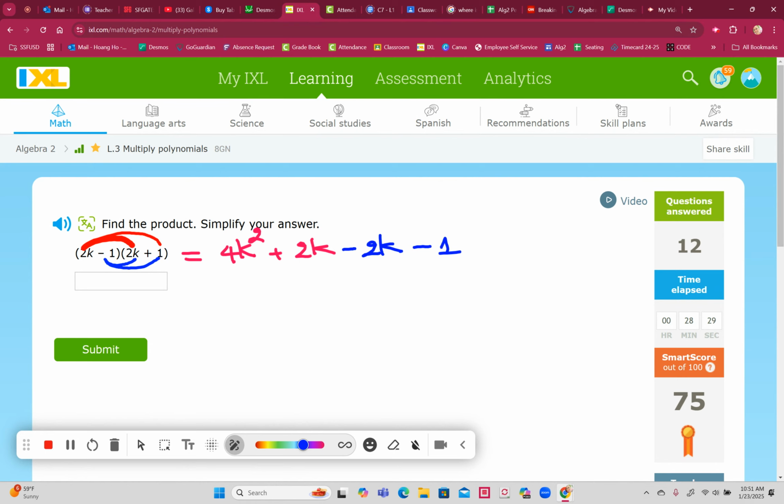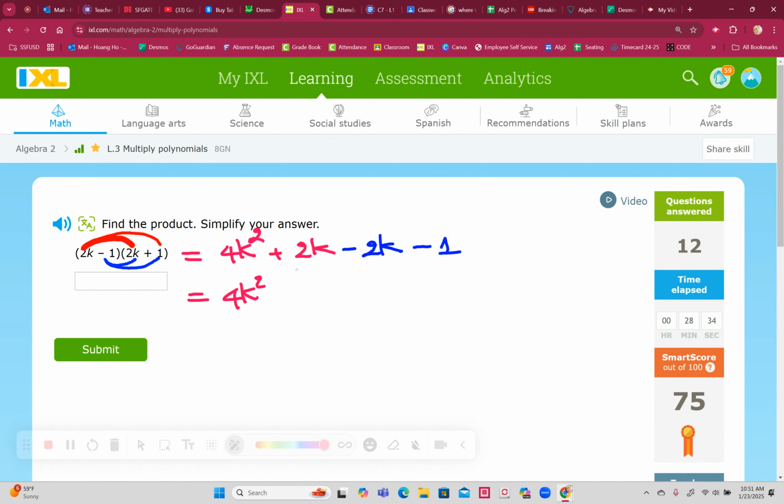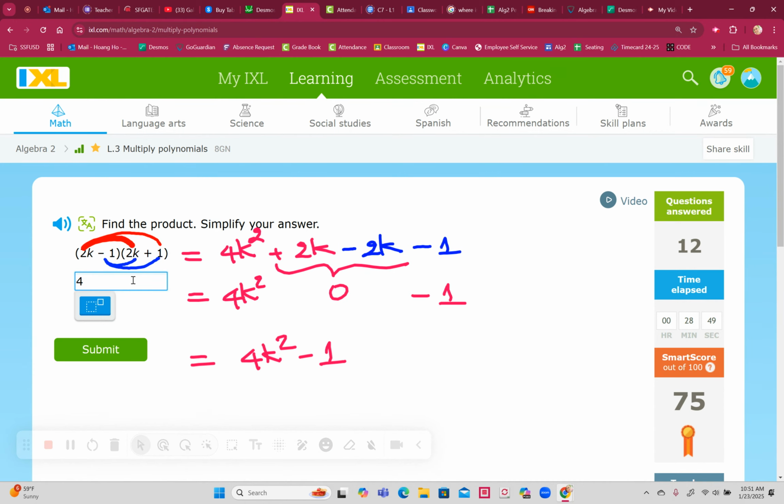So now take a look over here. I come out with 4k squared. The two 2k terms combine and become 0, and I got subtract 1 in the back. So now I have 4k squared subtract 1. When you guys answer, do not leave any space. So I got 4k squared. I move my cursor down and I put subtract 1 right away. You see that? Then my answer should be correct. It said excellent.